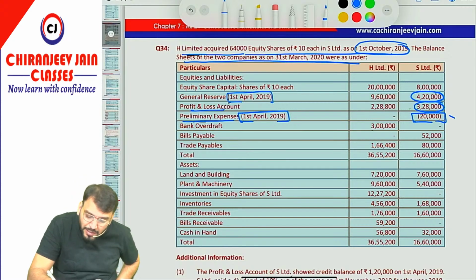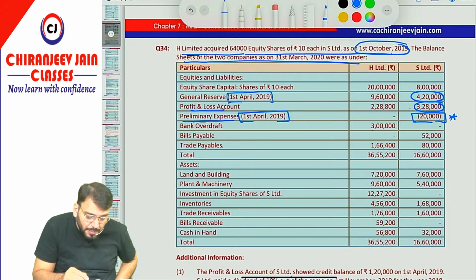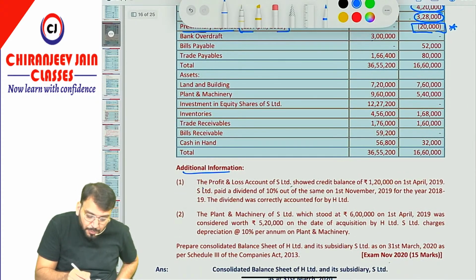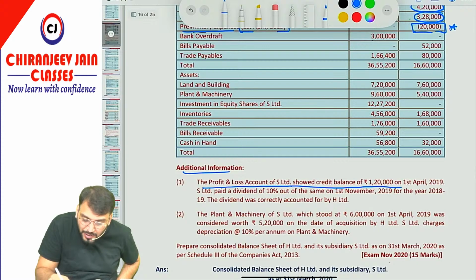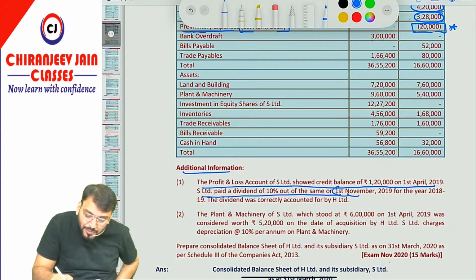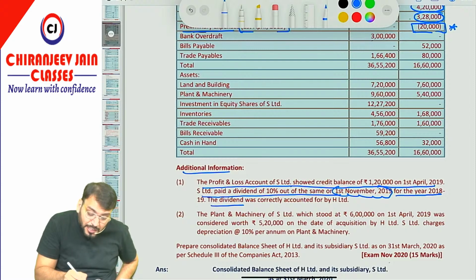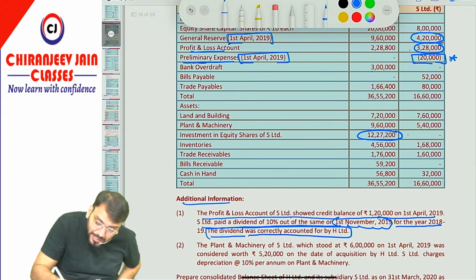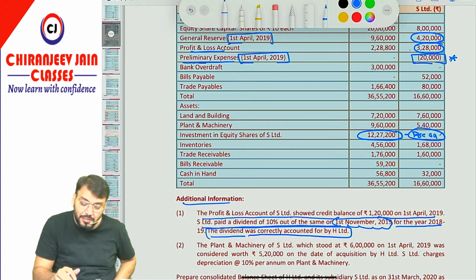Bank overdraft, this is one new point. Bank overdraft, bills payable, trade payable, everything is given. Investment, equity shares given. Now additional information. The profit and loss account showed a credit balance of 1,20,000 on 1st April 2019. It means this is the opening balance of the P&L account. S Limited paid dividend of 10% out of the same on 1st November, after the date of acquisition, for the year ended 2018-19, meaning paid for the previous year. The dividend was correctly accounted. So whatever investment is coming, the pre-acquisition dividend has already been deducted from it. One second, don't deduct. Very good question.